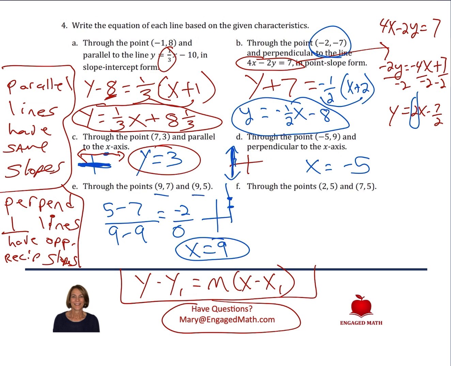But I could also just look at the points and say, hey, the only equation of a line that's going to work here is if x equals 9. Same thing here, except here, it's going to be y equals 5 because the y coordinates repeat.